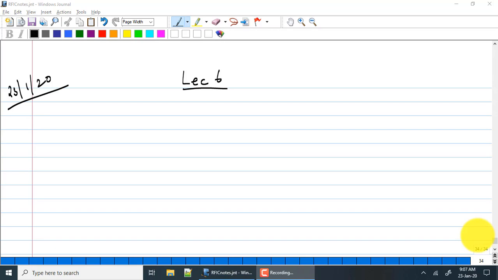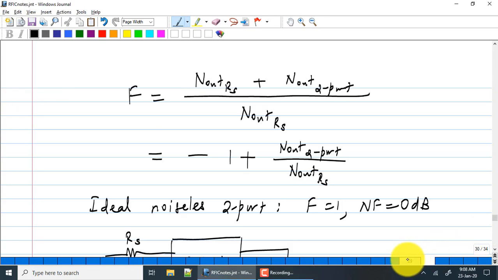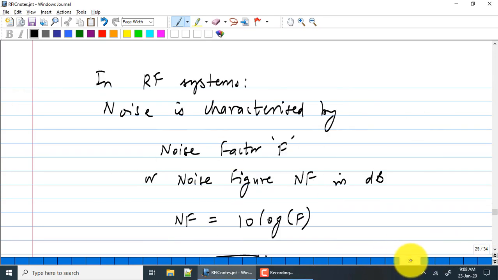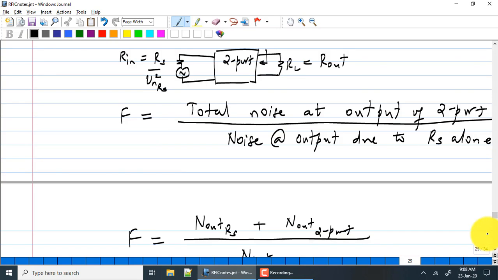So, in yesterday's class, we looked at the definition of noise figure as well as the noise figure of a cascaded system, right? Quick review. You define noise figure as the total noise at the output of a two-port over the noise at the output due to the source resistance alone.